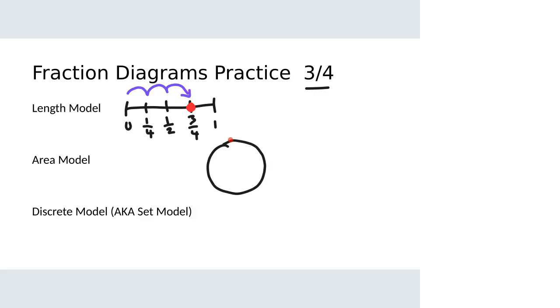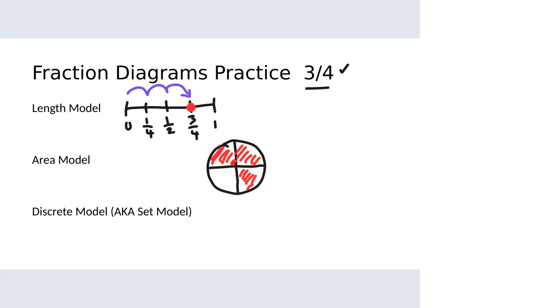I'm going to do it with a circle. And because it's 3/4, I want to cut this into fourths. That's not so bad. And then I want to shade 3 of them. It doesn't matter which 3 you shade. You can shade any 3 you want to show 3/4. It could be any of the 3 pieces. Just make sure you shade 3 of the 4.